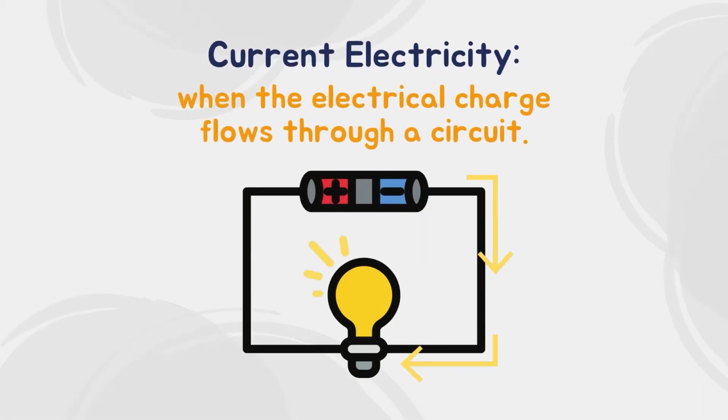Another type of electricity is current electricity. Current electricity is when the electrical charges flow through a circuit. A circuit is a wired path where the electrons can flow from a power source to the object which needs electricity. There are two main types of circuits: series circuits and parallel circuits.